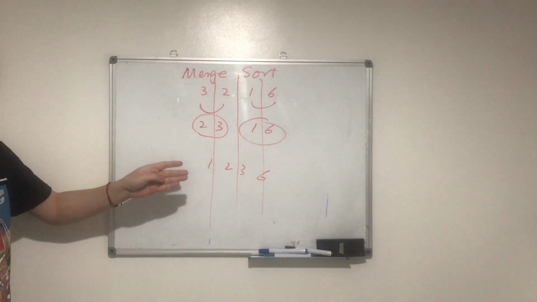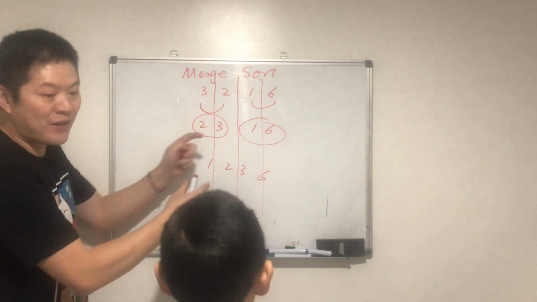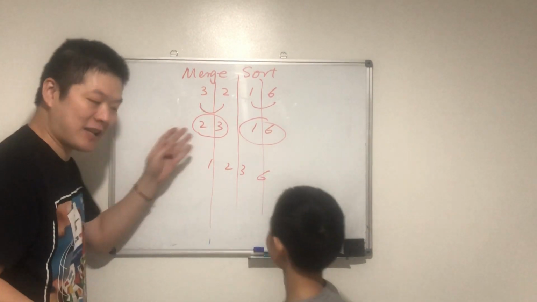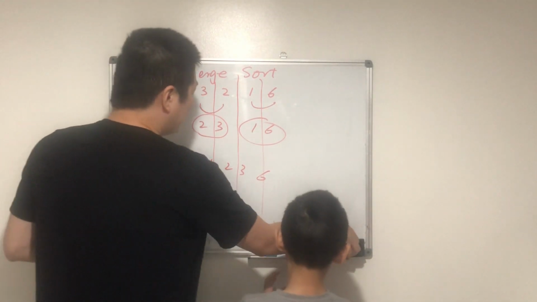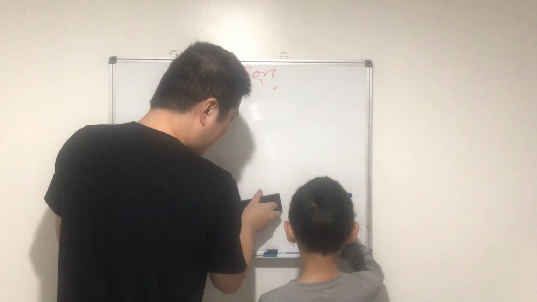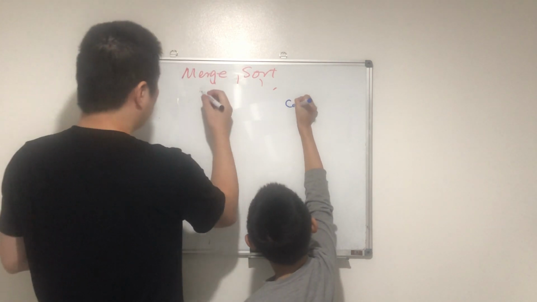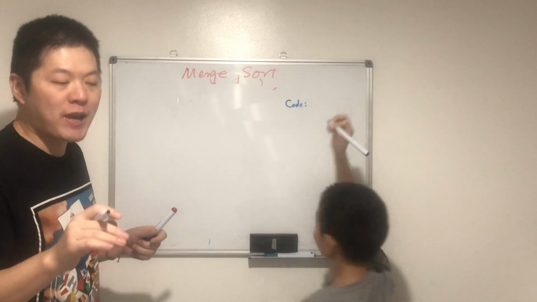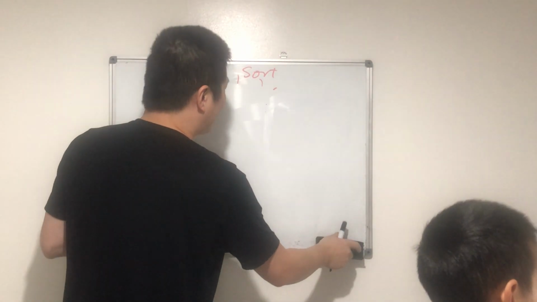We divide and solve each part. Divide and conquer, right? So you see it? Divide and conquer, okay? So let's write the code. The code is important. So you help me, okay? I write it and then you can tell me, okay?